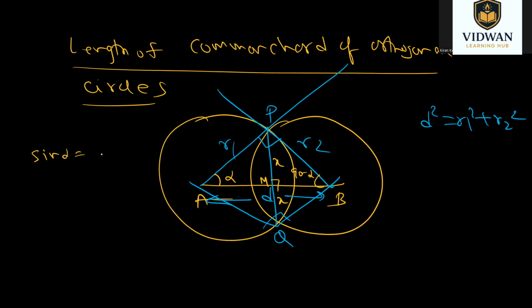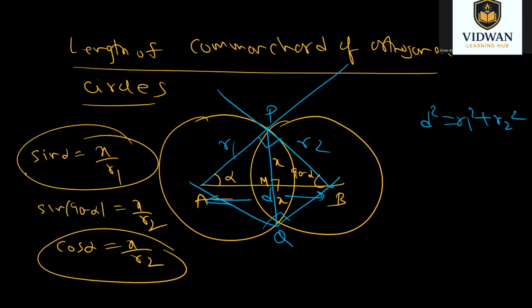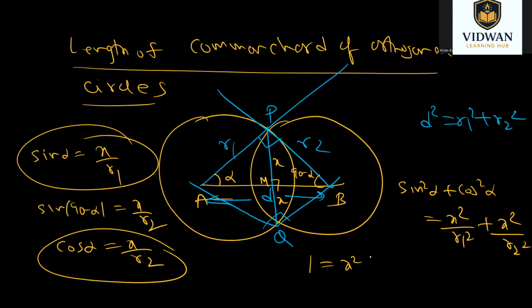So sine alpha is X by R1. And from triangle PMB, what is the sine of 90 minus alpha? X by R2. So this will give cos alpha equal to X by R2. This is sine alpha equal to X by R1. What do you get by squaring and adding? Sine square alpha plus cos square alpha equal to X square by R1 square plus X square by R2 square. Now let us write sine square alpha plus cos square alpha as 1. So we'll get 1 is equal to X square, which is common, into 1 by R1 square plus 1 by R2 square. So find the value of X from this, and the common chord will be PQ, which is 2X.